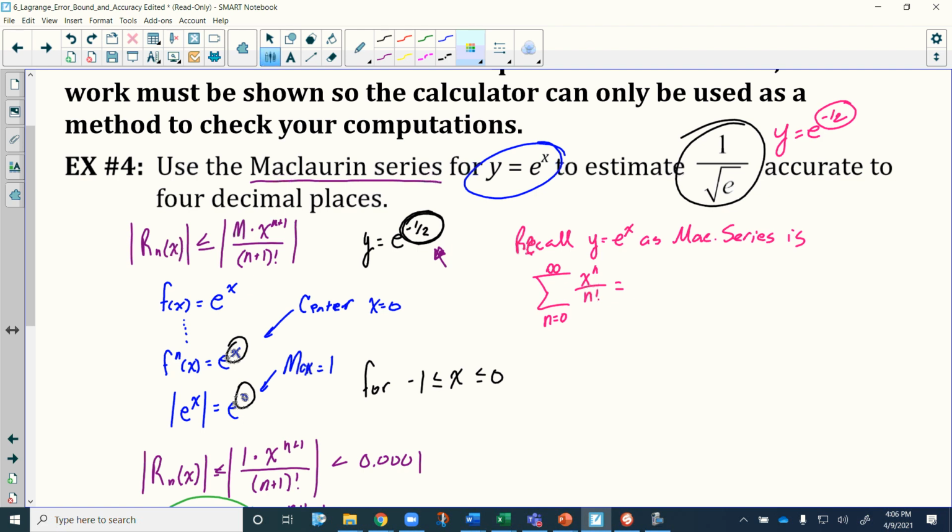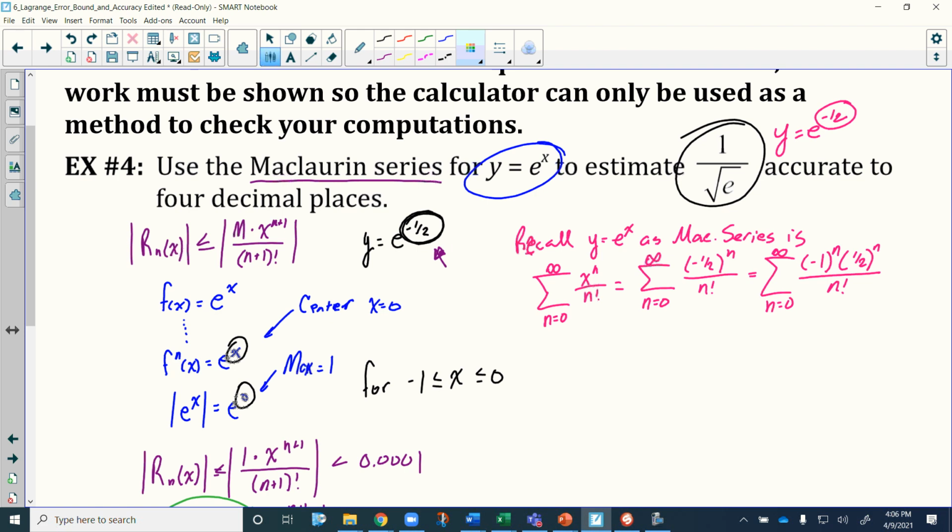So in this case, it's going to be using that known series to give us our approximation here of n is equal to 0 to infinity of negative 1/2 to the power of n over n factorial, which can be separated out a little bit to show n equals 0 to infinity, negative 1 to the power of n times 1/2 to the power of n over n factorial.